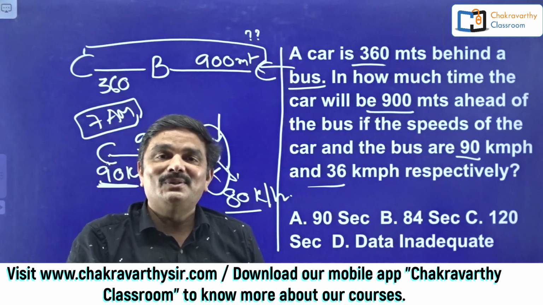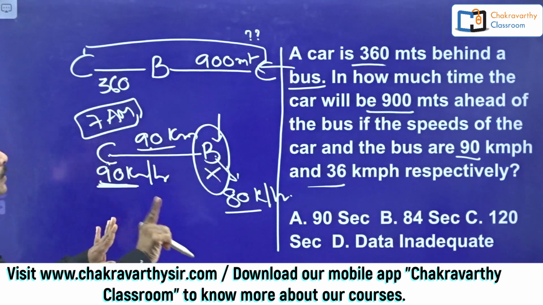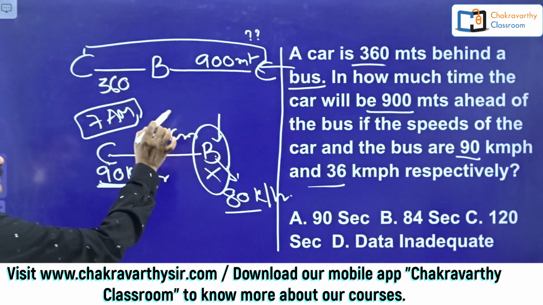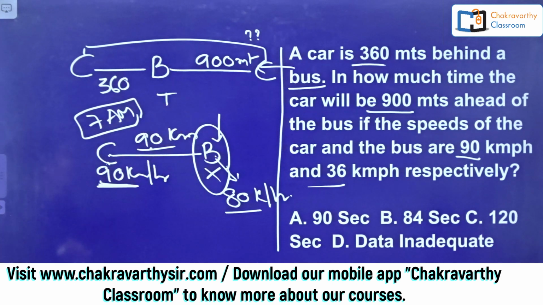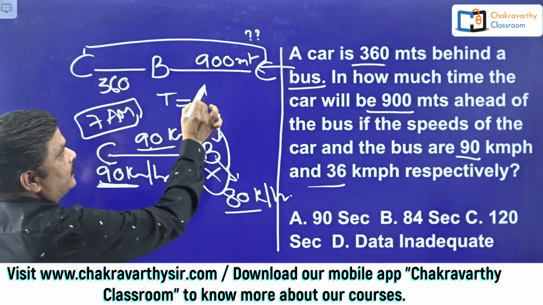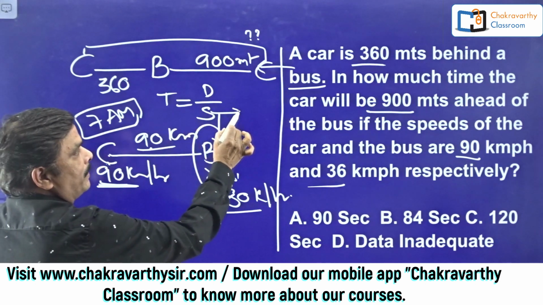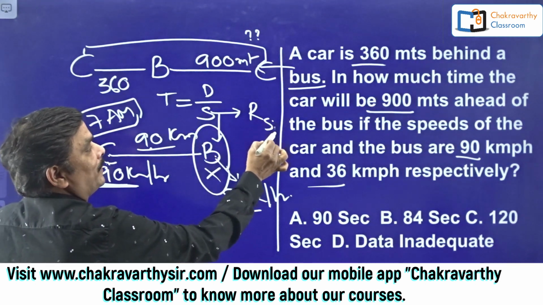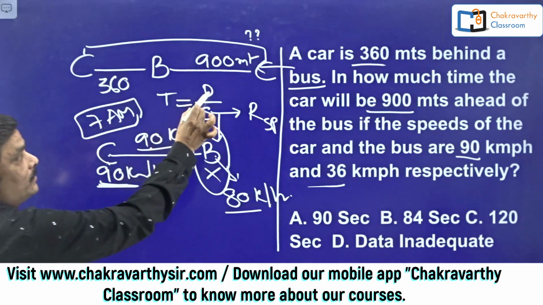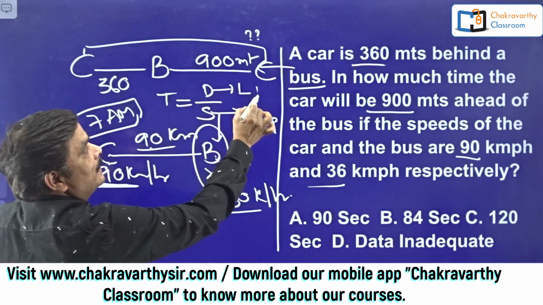Now, how to go for this one, students? Here, you need to use the same formula, that is, I need the time. Time is equal to distance by speed, isn't it? But remember, students, here the speed will become the relative speed, remember. And the distance will become the lead distance.